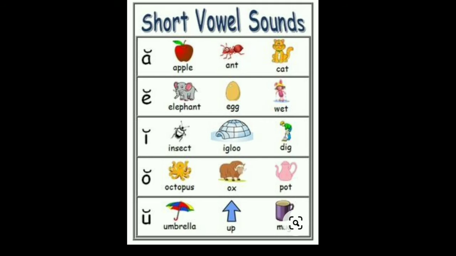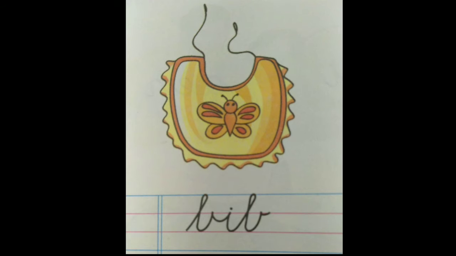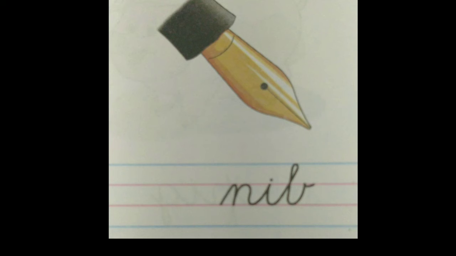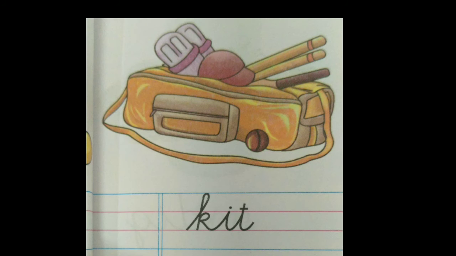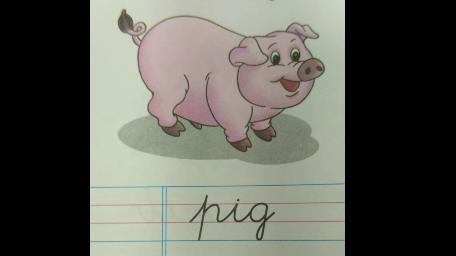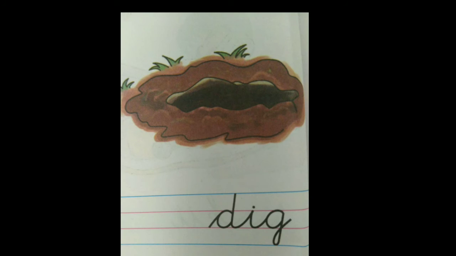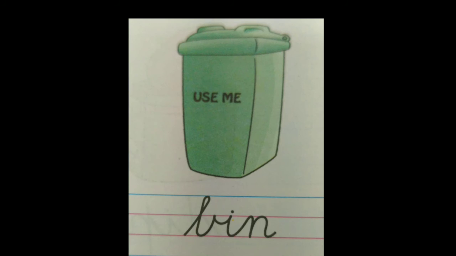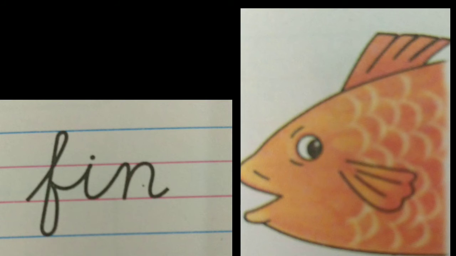Just like the example: ib, bib, rib, nib. Then it: sit, kit, hit, lit. Then ig: pig, dig, wig, fig. Then in: tin, bin, pin, fin.